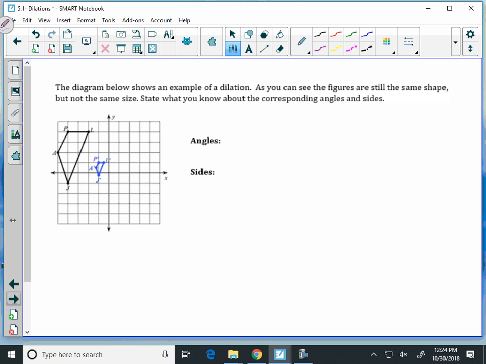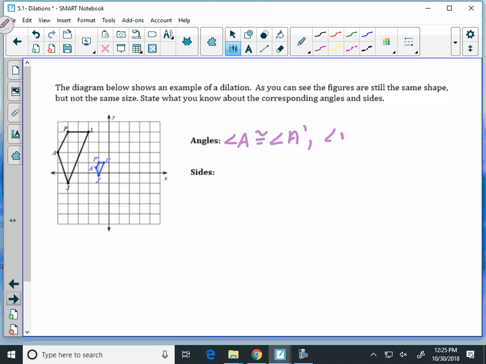The angles are what? The same, they're congruent. So angle A is still congruent to angle A prime. They're the same exact measurement. We didn't make anything wider, we just shrunk down the length of the side. So the width of each angle stayed the same.